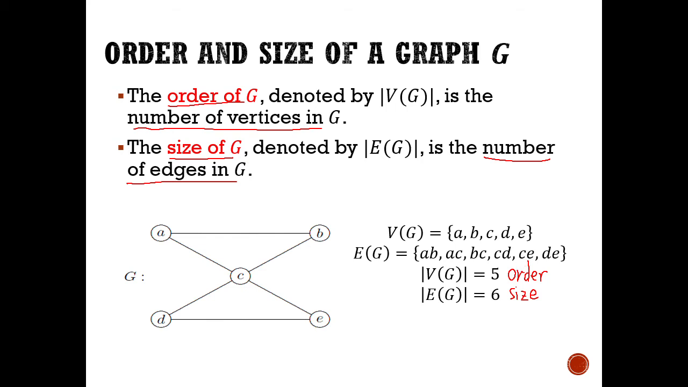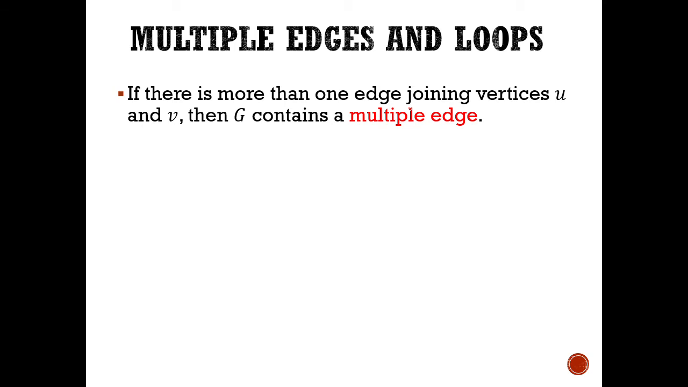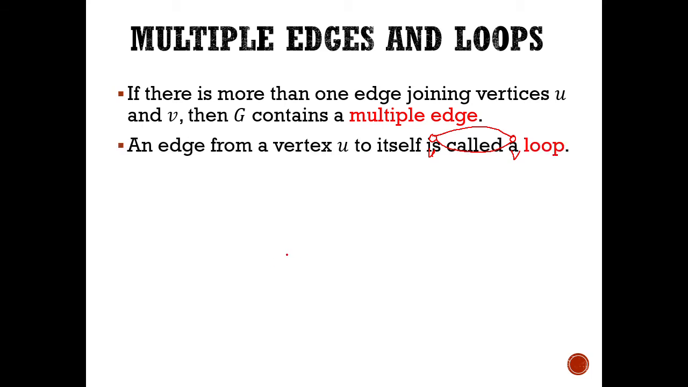Okay. Now let's continue. Now we define multiple edges and loops. If there is more than one edge joining two vertices, then G contains a multiple edge. So for example, this is the vertex U and this one is the vertex V. So if there are more than one edge joining them, what we have is a multiple edge. Okay, let me erase that one.